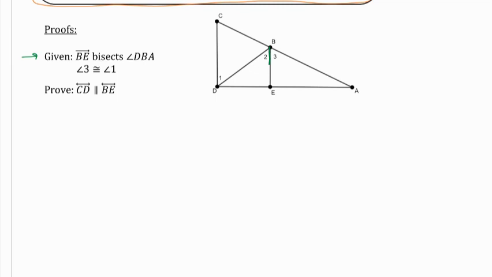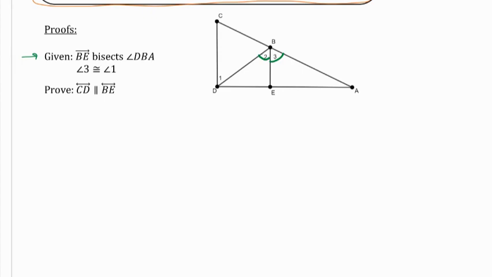So here is ray BE, and it bisects angle DBA. That would be this angle here. If that's the case, remember that means it's cutting that whole angle in half. So that means that our angle 2 and our angle 3 are going to have to be congruent. So I can mark those on my picture. Do a little better job here. There we go. Okay, so we've got that marked.